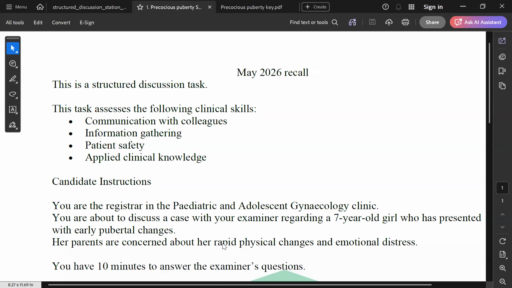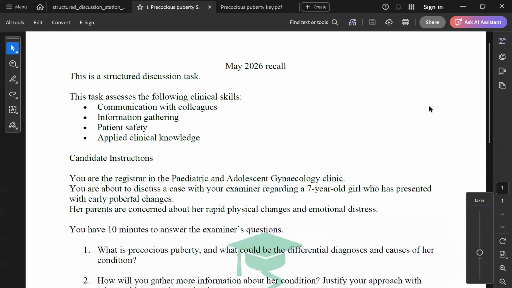Hello, Dr. Khatija. Are you able to hear me? Yeah, you're audible. Okay, so here is your first question, dear. What is precocious puberty and what would be the differential diagnosis and causes for her condition?